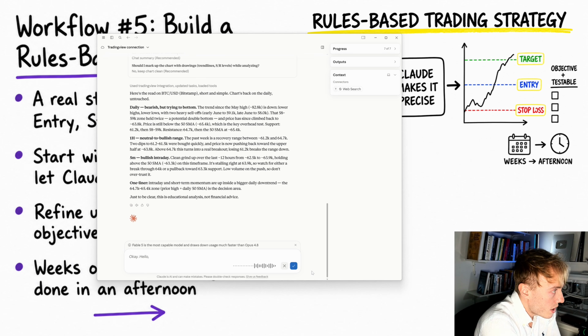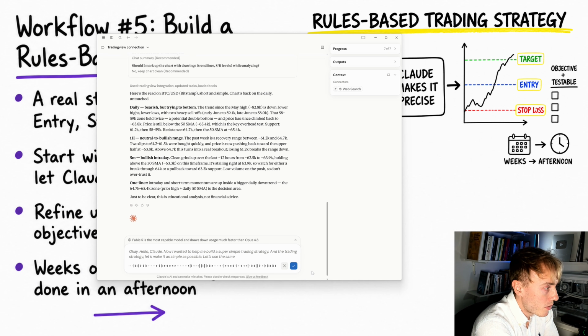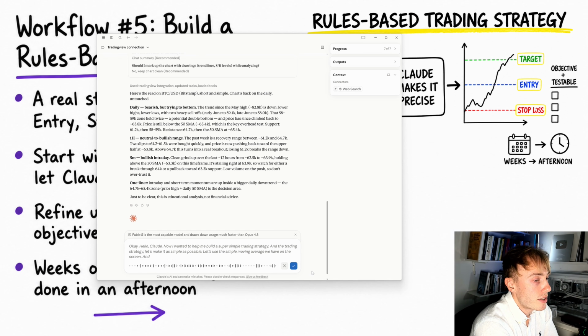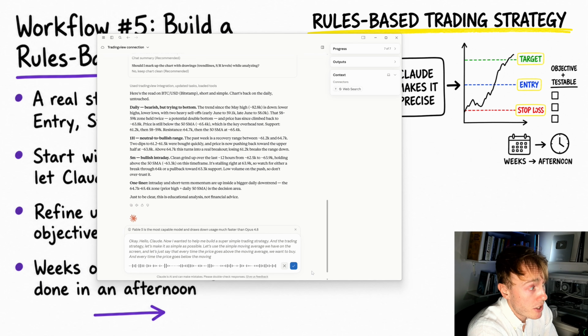Okay, hello Claude. Now I want you to help me build a super simple trading strategy. And the trading strategy, let's make it as simple as possible. Let's use the simple moving average we have on the screen. And let's just say that every time the price goes above the moving average, we want to buy. And every time the price goes below the moving average, we want to sell.